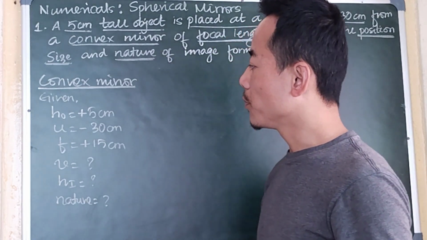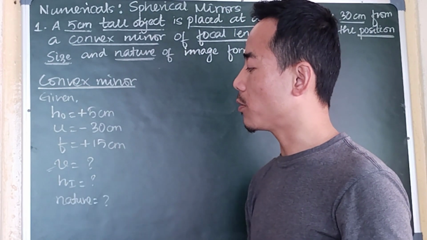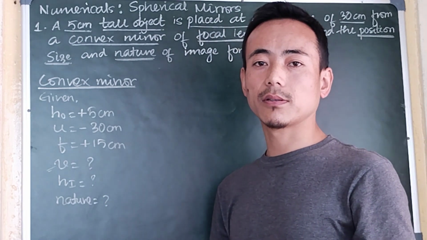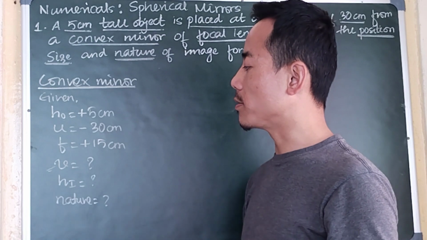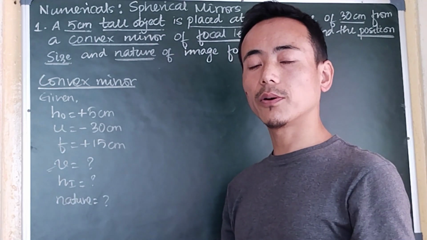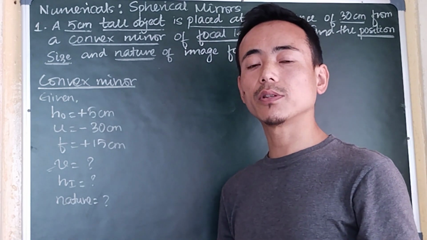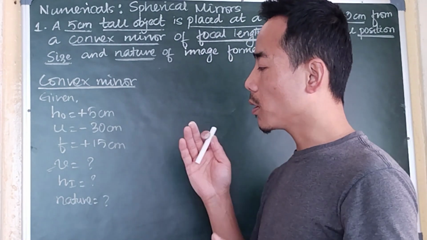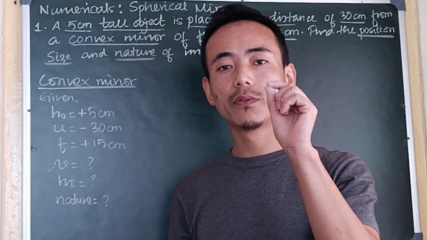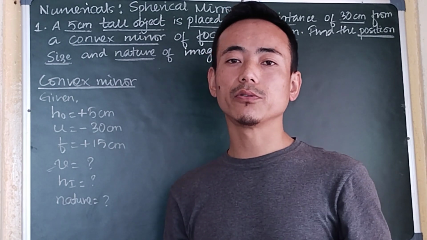Alright, so we have this information. Now the first thing that we have to find out is the position of the image, or we can say image distance. We have given object distance and focal length. So from there only we can clearly understand which formula can be used here. We can use the mirror formula. So you can use an equation only if one of the variable is unknown. If two variables are unknown, then we cannot use that equation.